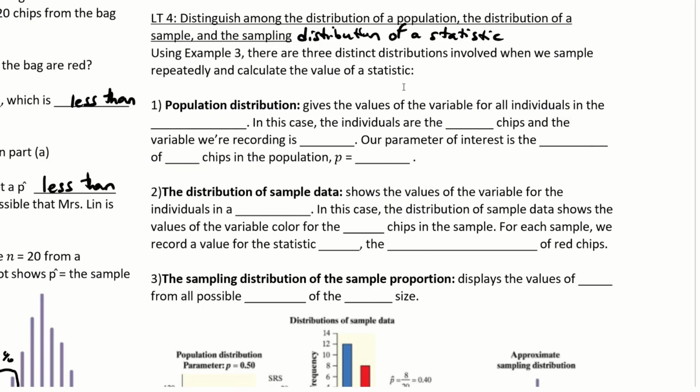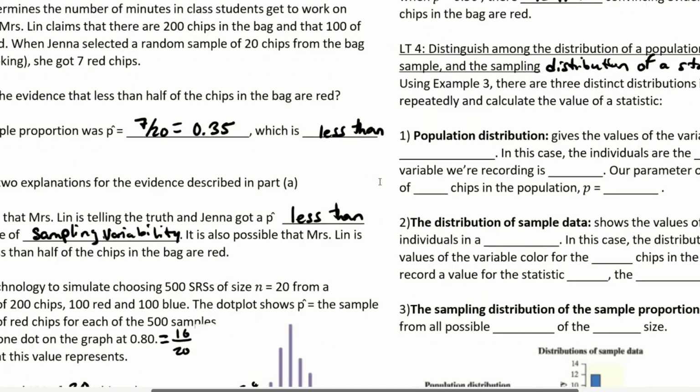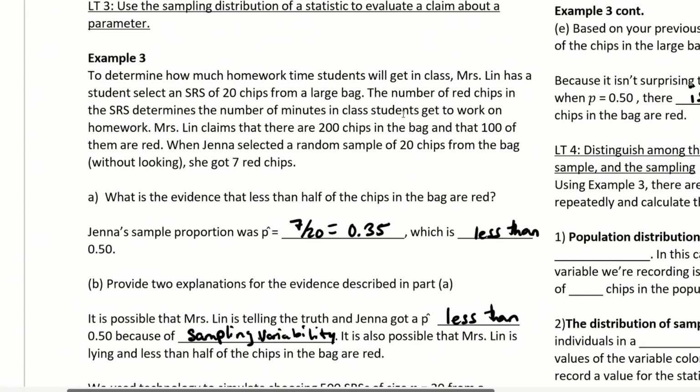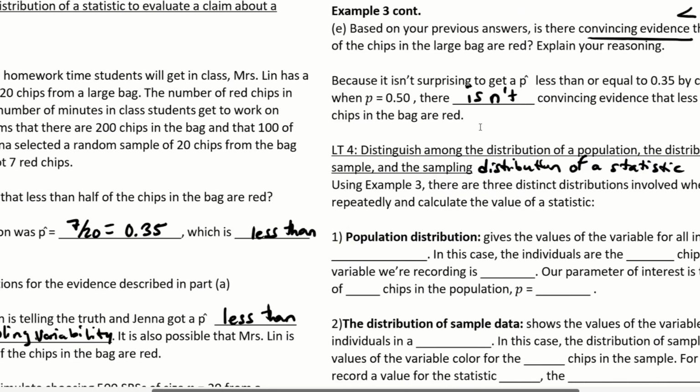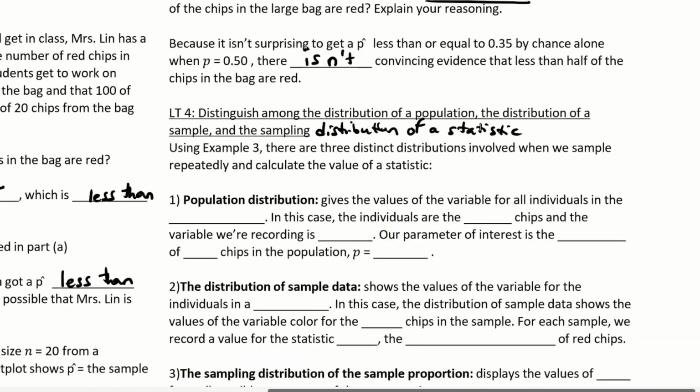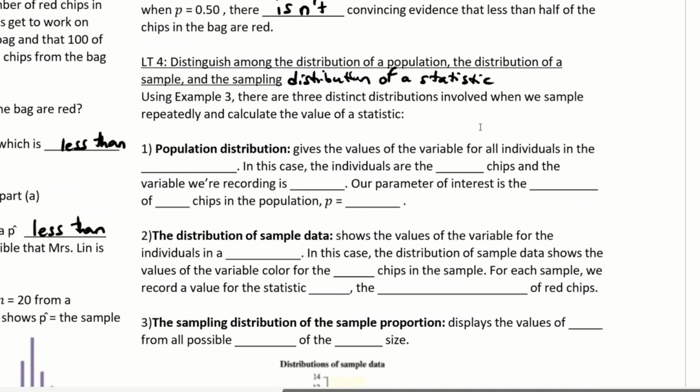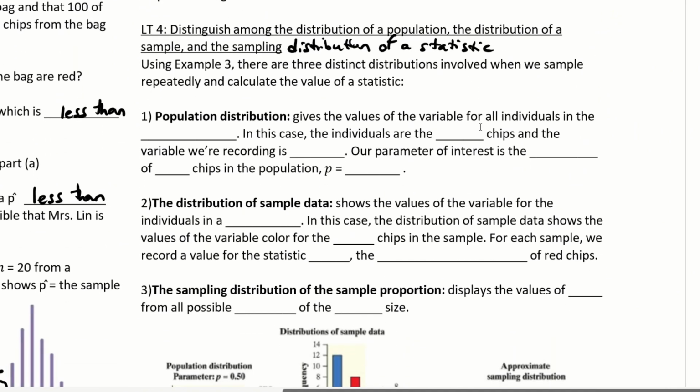Example 3, if you recall, had to do with the chips, right? The red chips. So there's the number of red chips in the bag. Okay. All right. So we're going to be using that example for this. So using example 3, there are 3 different distributions that are involved when we sample repeatedly. The first one is the population distribution.